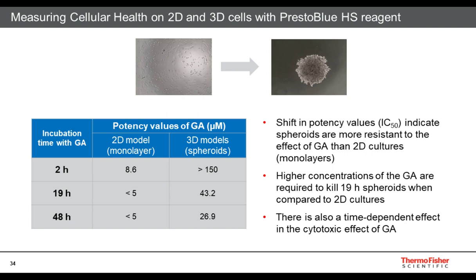Here's a summary of the IC50 values obtained from the PrestoBlue HS analysis with the drug-treated monolayer or spheroid models. As I mentioned earlier, high concentrations of gambogic acid are required to kill the 19-hour spheroids when compared to monolayer cells or 2D cultures. Now, specifically with monolayer cells, there is a time-dependent cytotoxic effect from gambogic acid. So the monolayer cells die off faster than the cells within your spheroid structure.